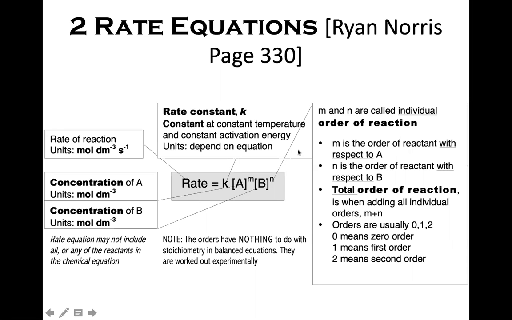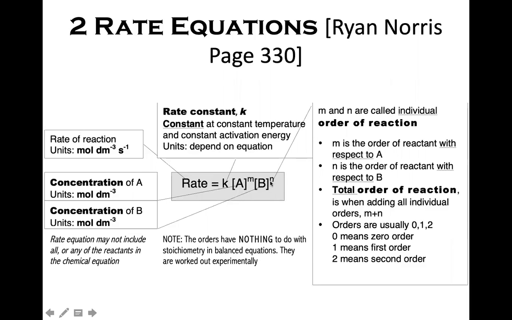Okay, going back to the order of reaction. Order of reaction can be zero order, first order, or second order. There are more, but for your syllabus, we're only going to cover zero, first, and second order. So if it's zero order with respect to A, your m would be 0. If the order is, say, first order with respect to B, that means n here is 1.